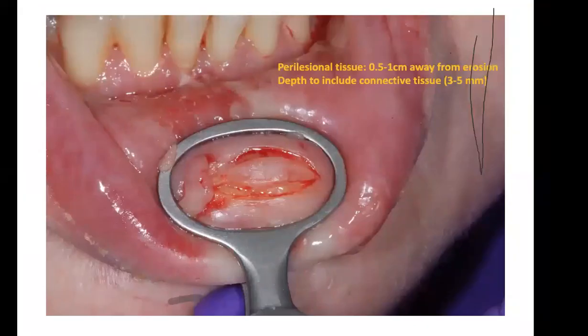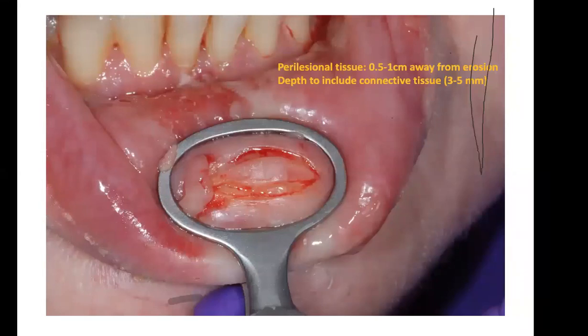So here we have a Charlatan clamp, and the important thing is to not biopsy the area of ulceration or erosion, because that would be absolutely useless. So I need intact mucous membrane. I need the surface epithelium. I need the basement membrane, and I need deeper portions of the connective tissue. I need intact mucous membrane.